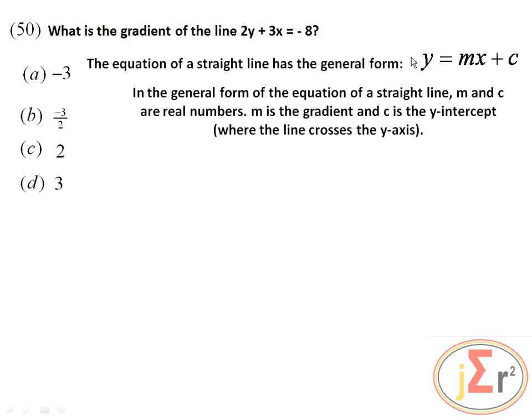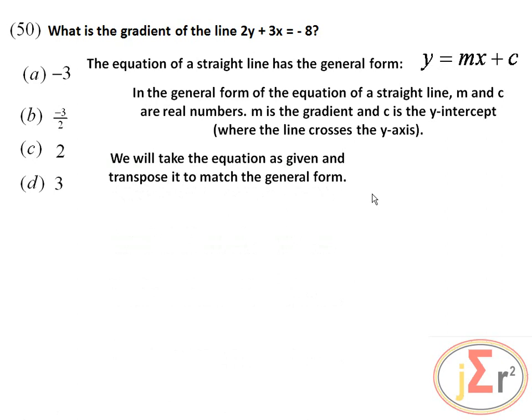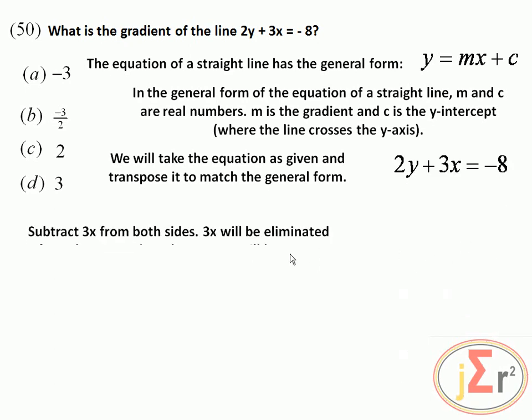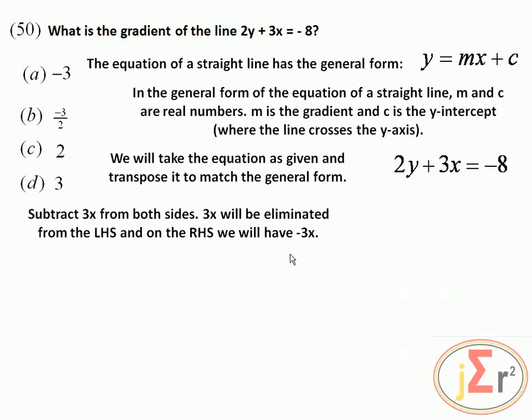Here we have y is equal to mx plus c. M is the gradient. C is the y-intercept. We will take the equation as given and transpose it to match the general form. That is our equation as given. We will transpose this in order to get it to match. We need to match this equation with this general form. Then we will make a further analysis.